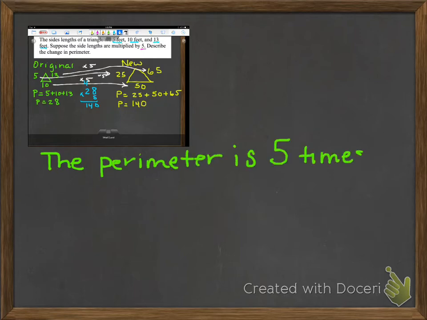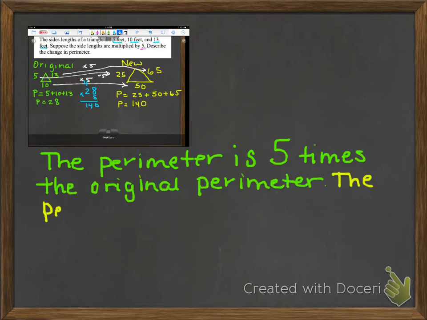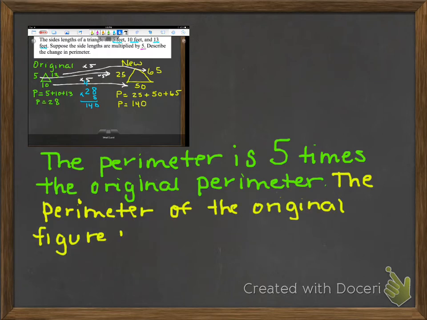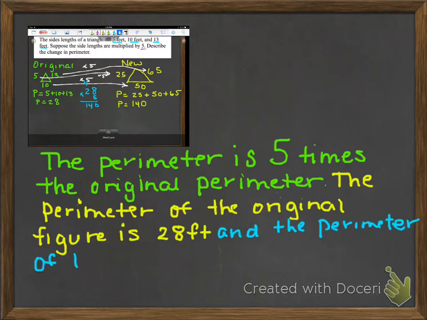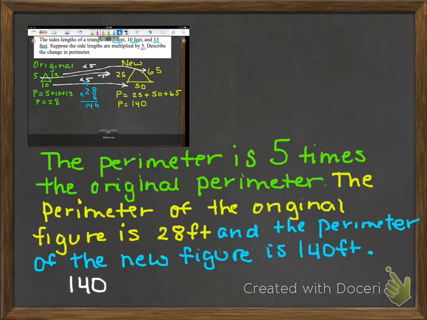So it says that the perimeter is 5 times the original perimeter. That's the first part. The perimeter of the original figure is 28 feet. And the perimeter of the new figure is 140 feet. And then our last piece is going to be 140 divided by 28 equals 5. So I've color coded this so that you can see all 4 points. 1, 2, 3, 4. So green, yellow, blue, and white. So this explanation, again, is very heavily weighted.